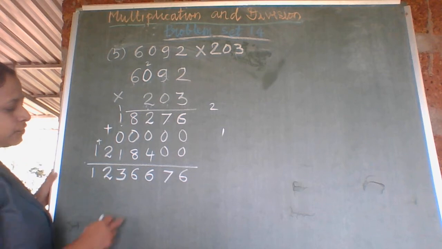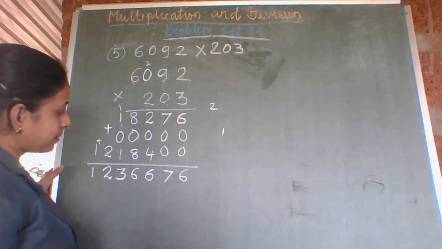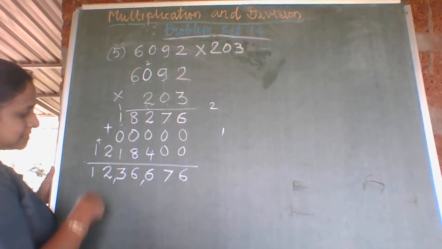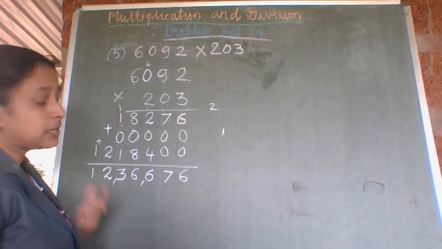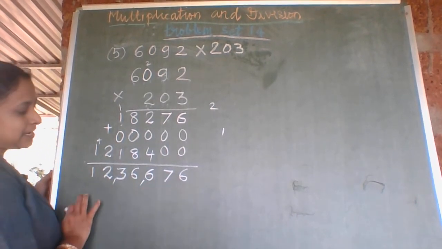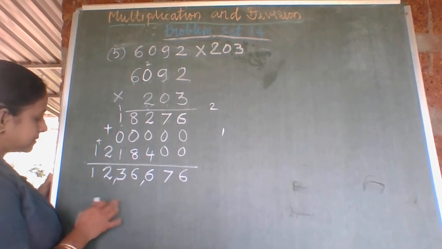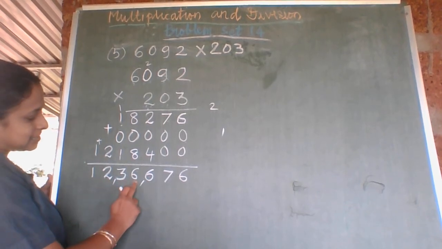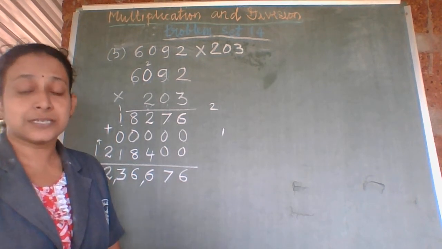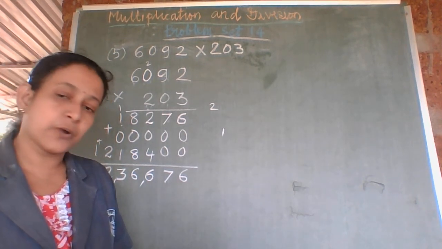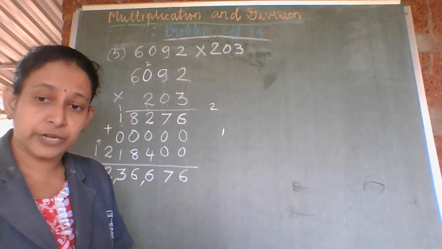Now what you have to do? You have to say this number. What is this number? First put the commas and then try to say, because once you put the commas it is easy for you to say. Now this is a 7-digit number, so it is 10 lakh place. So 12 lakh 36,676 is the answer.